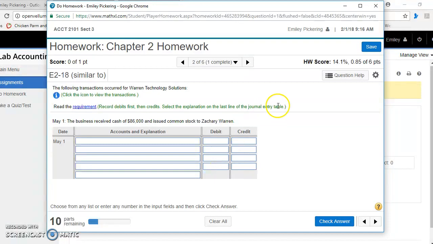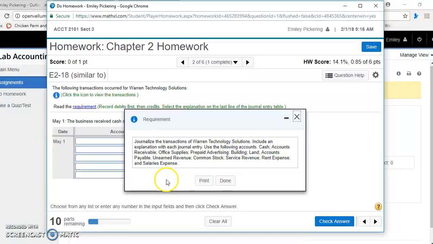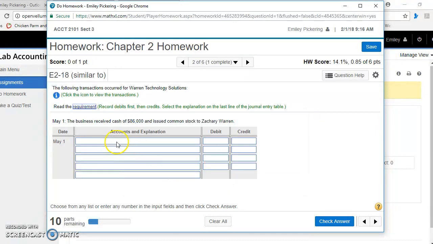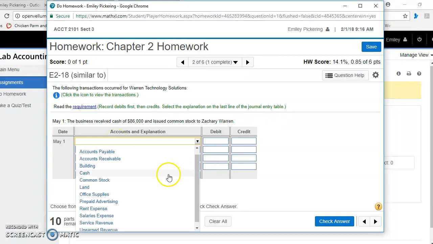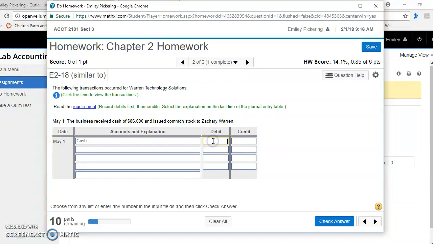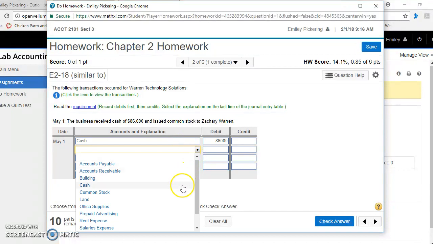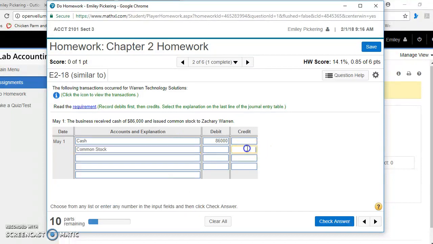All right, so let's take a look at number 2. Number 2 wants us to make a journal entry for each of these transactions. So the business received cash of $86,000. So let's mark cash. And to increase cash, we're going to go ahead and put it on the debit side in return for common stock. So common stock is equity. To increase equity, 86,000. So that should help you with that one.